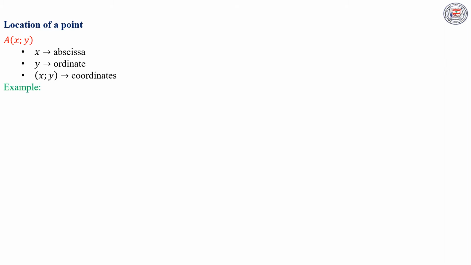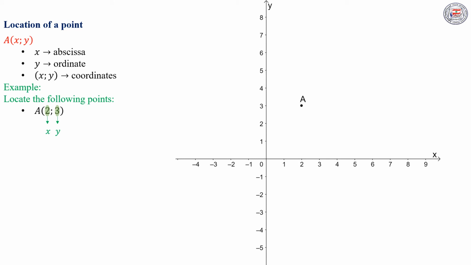Let's take an example. We have to locate the following points. The first point is A(2, 3). In this case, the name of the point is A, and 2 represents x, and 3 represents y. So if we have to locate the point A, we take x equal to 2 and y equal to 3, and A is the intersection between 2 and 3.